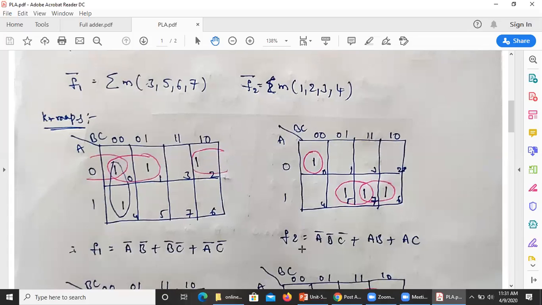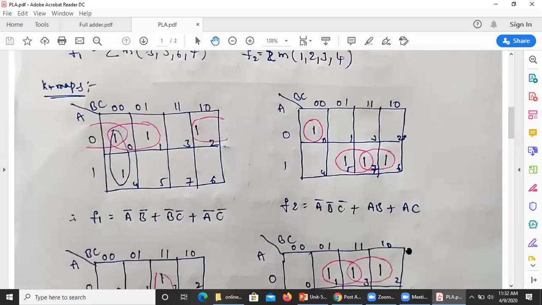So due to that, what is the equation for F2? We are getting A bar. Here A is in complementary form, that's why A bar, B bar, C bar plus. Here in these two, what are the common terms? A. In these two, the common term is C. So AC. Next, if you are going to consider the 6 and 7 combination, A is common, B is common. So AB plus AC. Now this is F2 value.